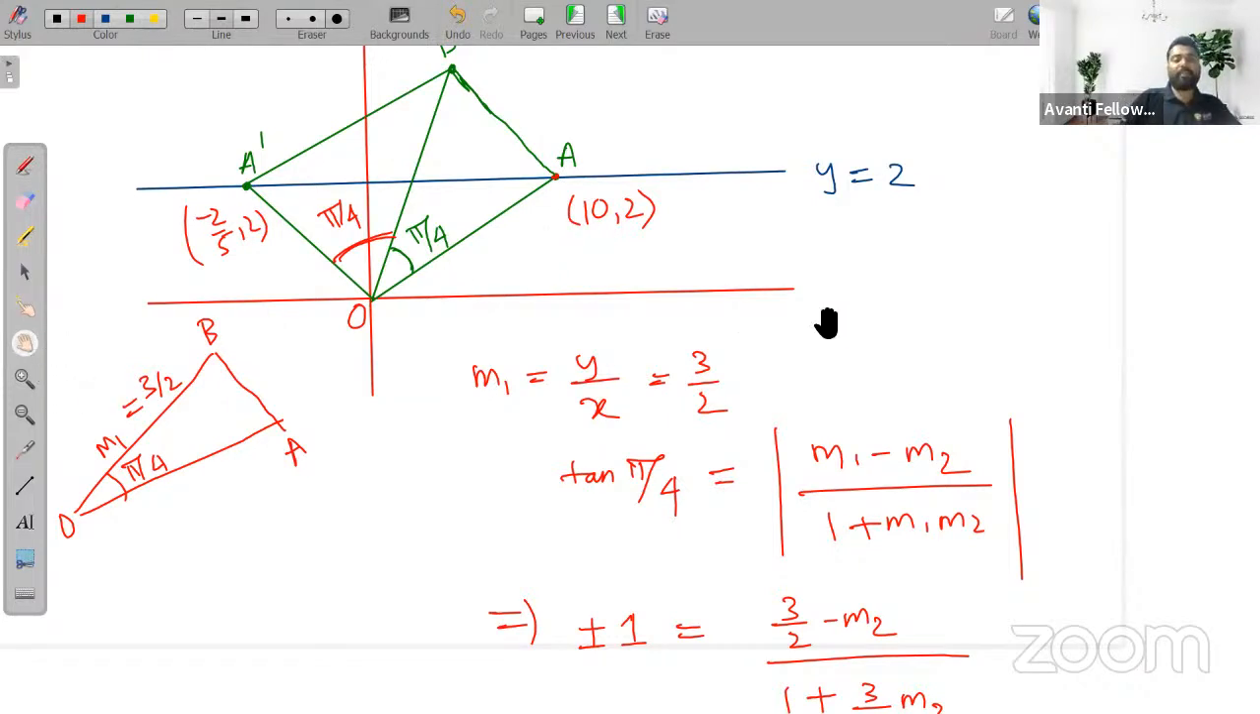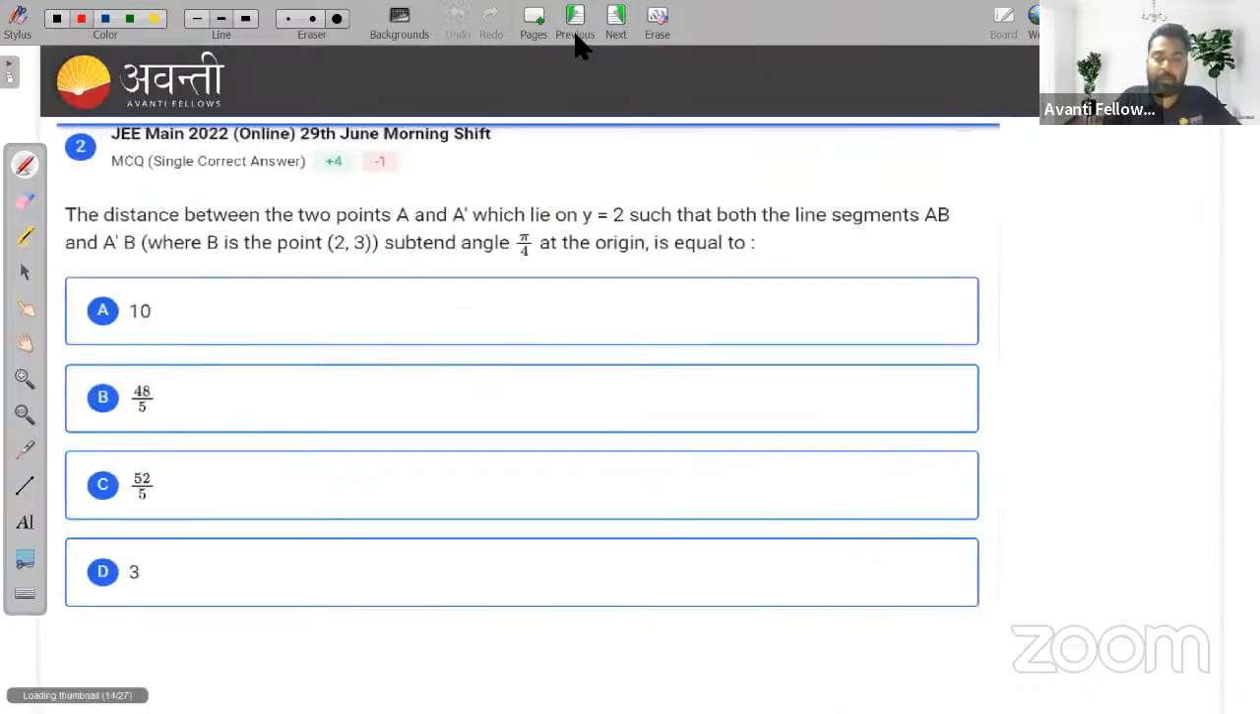Now we can easily find the distance between A dash and A. By taking it, you will get 52/5 units. Clear? So the answer is option C.